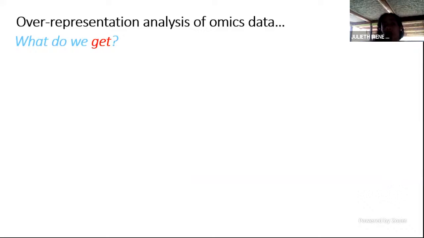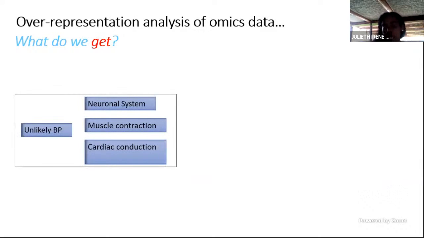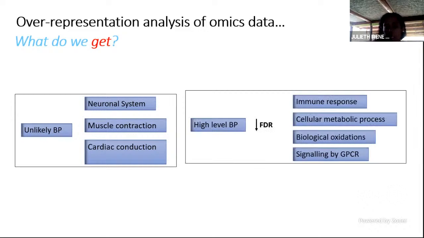But often, what do we get? Often, at least in my experience, with my own data, by reading papers, by looking at the data people show in different conferences, often we get unlikely biological processes, like neural system, where we are talking about a macrophage, muscle contraction, or things like that. That doesn't make much sense.